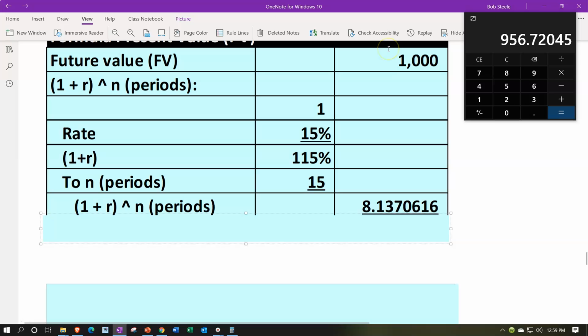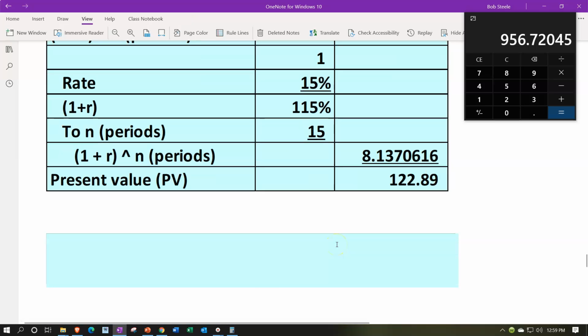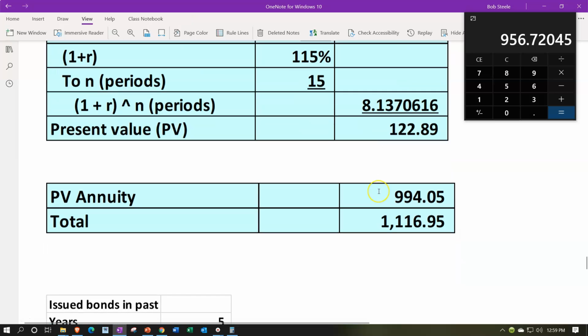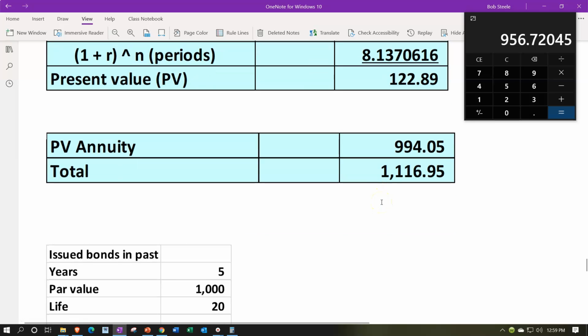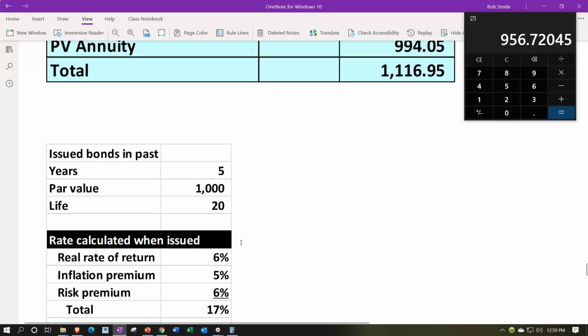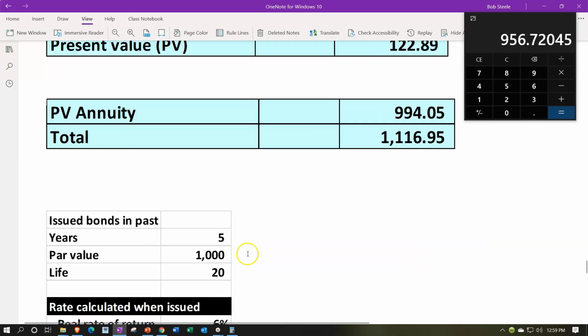And then 115% to the 15 power gives us 8.1370616. If we take the numerator, 1,000, divided by the denominator, 8.1370616, we get 112.89. If we add that 112.89, which is the present value of the 1,000 at the end, plus the 994.05, the annuity we got last time, we get, again, 1,116.95, which is the price that we would expect of the bond at this point in time. It is, of course, higher than the 1,000 par value because we're issuing it at a premium, because the rate on the bond is higher than the rate that you can get on similar bonds in the market.